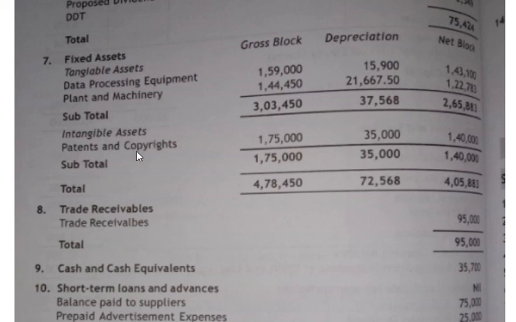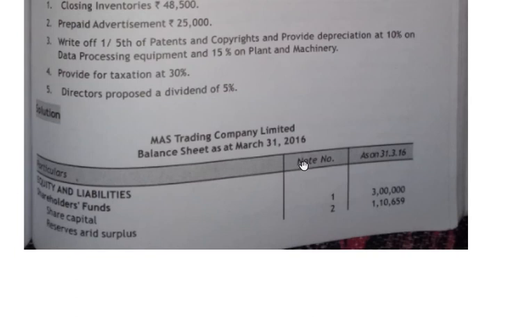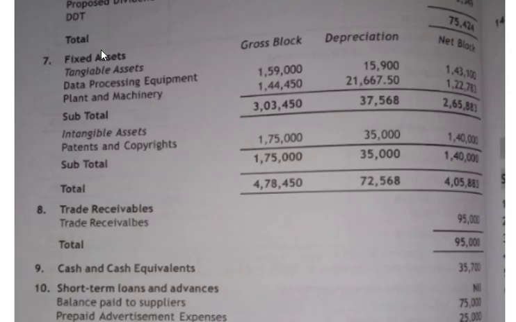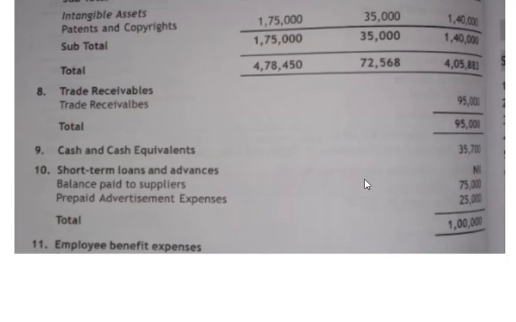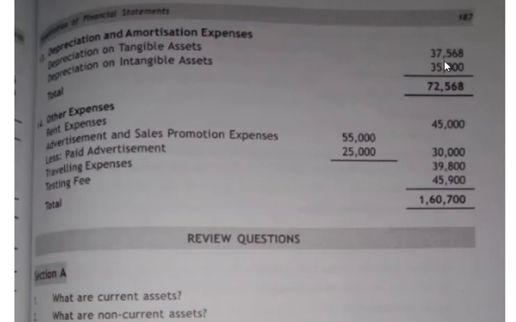So total of your depreciation under your tangible asset is 37,568, and your intangible asset, patent and copyrights, is 1,75,000. On that, 1/5 percentage is 35,000. So your total depreciation on tangible asset is 37,568, and depreciation on intangible asset is 35,000. Other expenses, you have rent expenses 45,000, advertisement and sales promotion expenses we have 55,000, less your paid advertisement which is given in adjustment, which is 25,000, you get 30,000. Traveling expenses 39,800. Testing fee is 45,900.